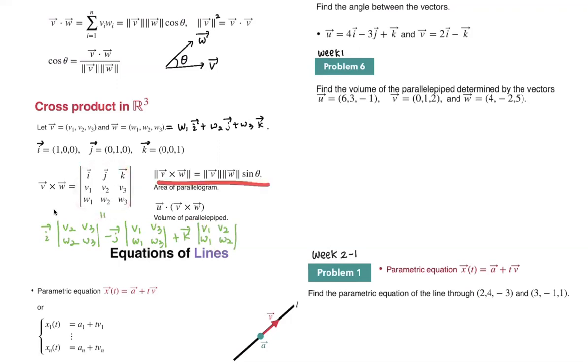This is the cross product. And as you can see here, the norm of this cross product is the area of the parallelogram. It means that if V and W are given like this, and we find the cross product, then the length of the vector is given by this area. Okay.